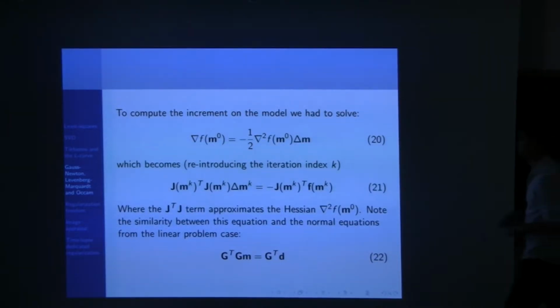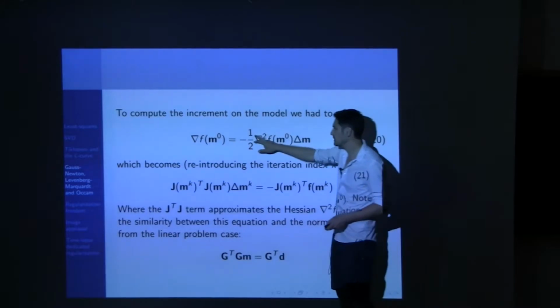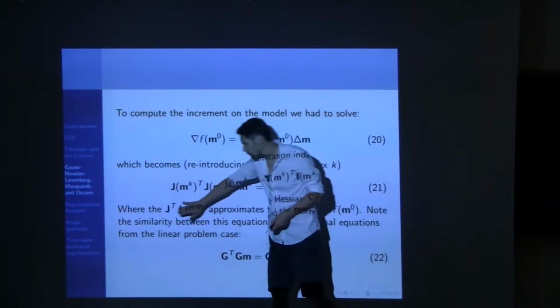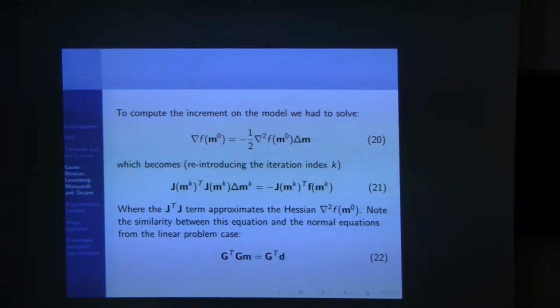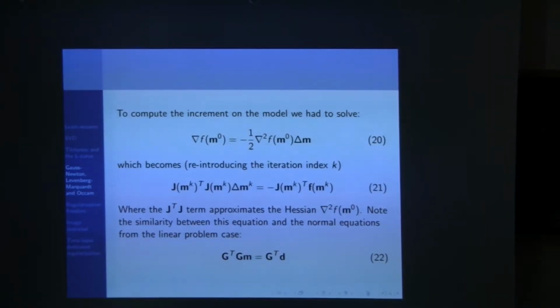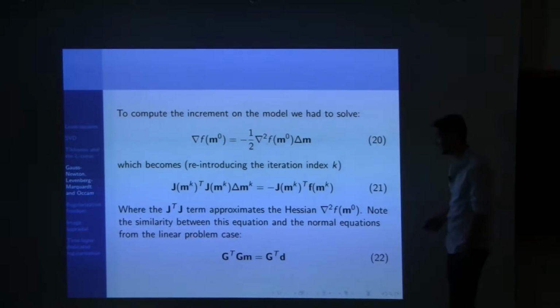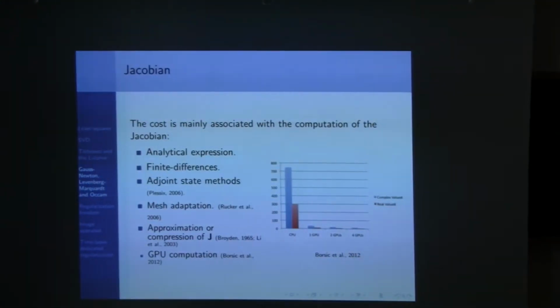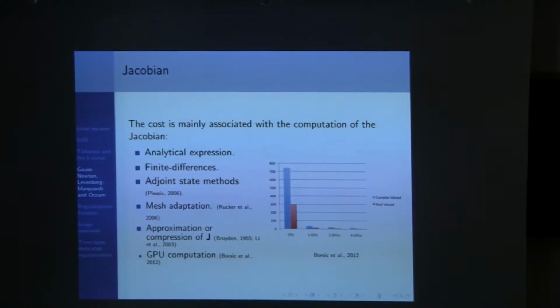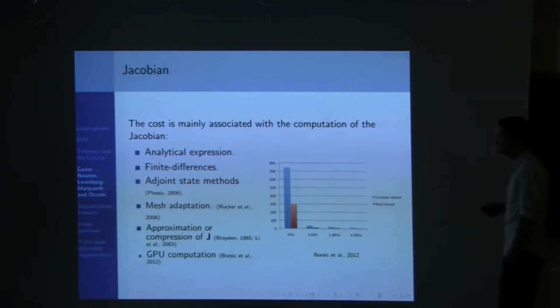The Gauss-Newton approximation approximates the second partial derivative with the product of the Jacobian, so the transpose of the Jacobian times the Jacobian. That's basically the Gauss-Newton approach. You solve this problem for delta m_k and repeat until you are satisfied with the solution and reach some convergence criteria. If you look at the linear problem, there are quite some similarities between the linear and the nonlinear one. The Jacobian is what costs you in terms of computing.